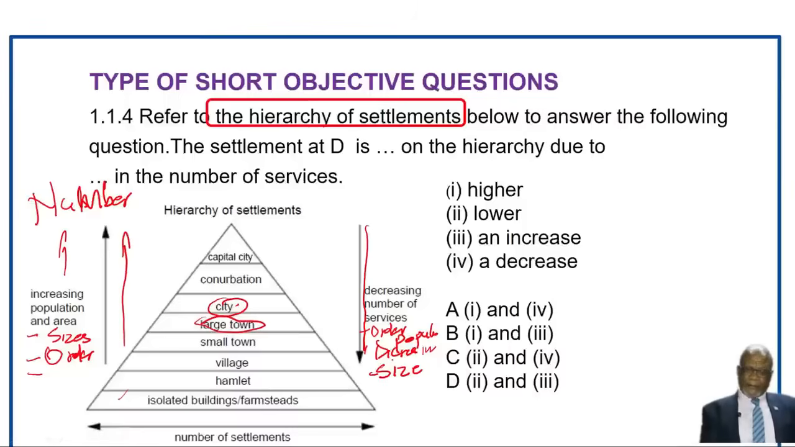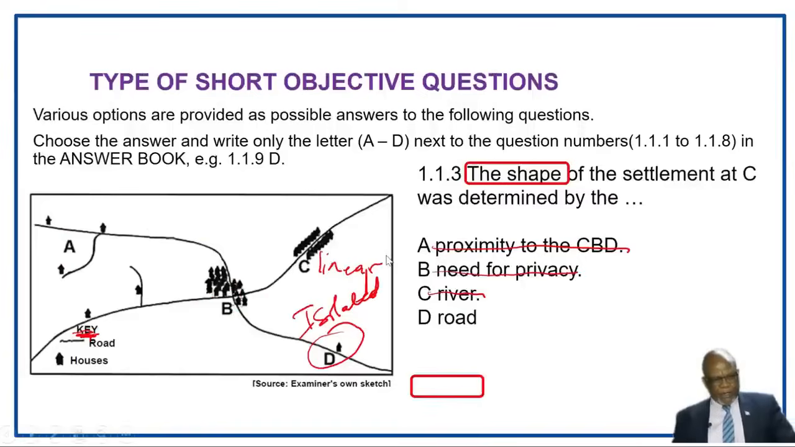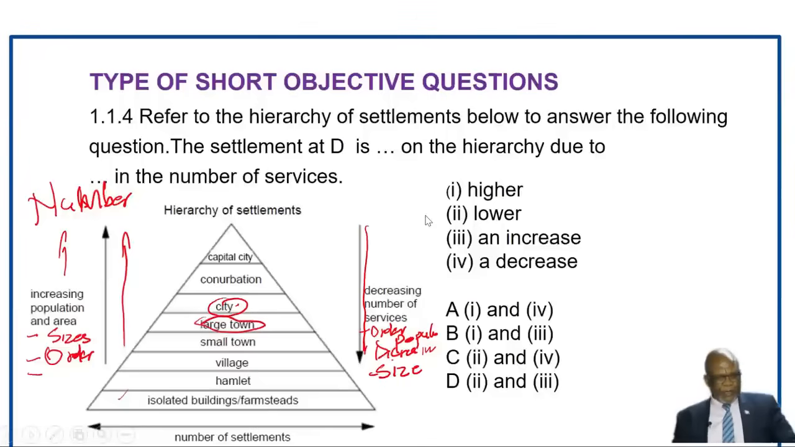It says, refer to the hierarchy of settlements below to answer the following question. The settlement at D is dash on the hierarchy. So let's go to settlement D and check what it is. When you look at it, settlement D is an isolated farmstead. So what is the question saying there? The settlement D is dash on the hierarchy. So you have to choose here: is it higher or is it lower in the hierarchy? This is your isolated farmstead.